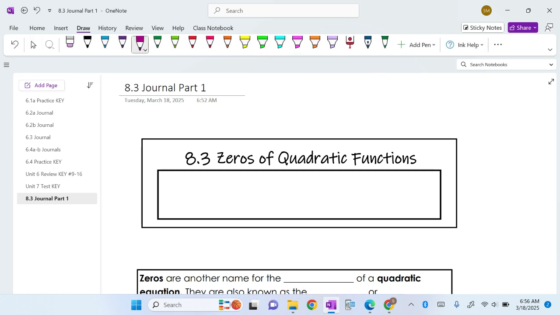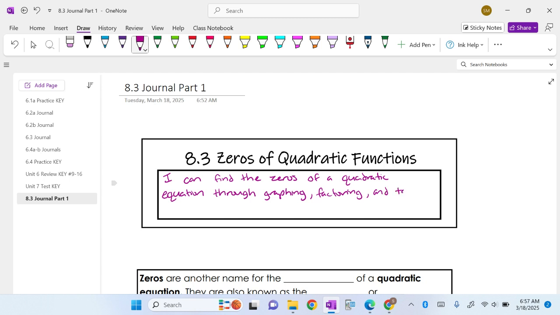So, as always, we have our I can statement, which is I can find the zeros of a quadratic function, or excuse me, quadratic equation through graphing, factoring, and taking a square root.